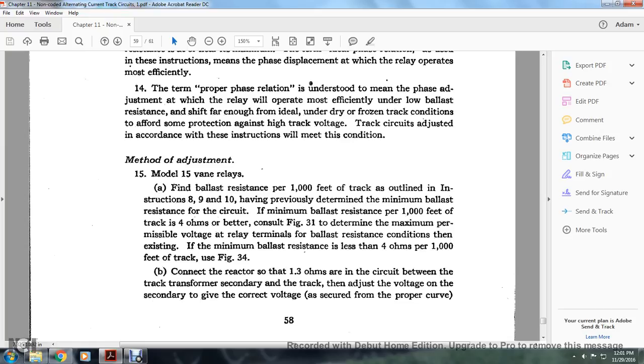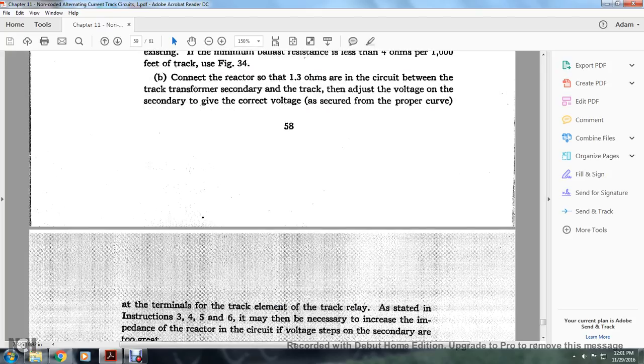Consult figure 31 to determine the maximum permissible voltage at the relay terminals under the ballast resistance conditions existing. The minimum ballast resistance is less than 4 ohms per 1,000 feet of track. Figure 34: connect the reactor so that 1/3 ohm of the circuit is between the track transformer secondary and the track, for adjusting the voltage on the secondary and giving the correct voltage secured by the proper curve.